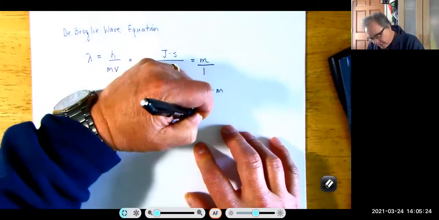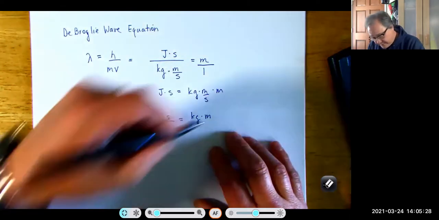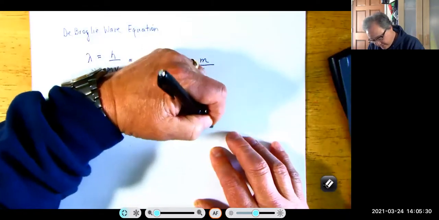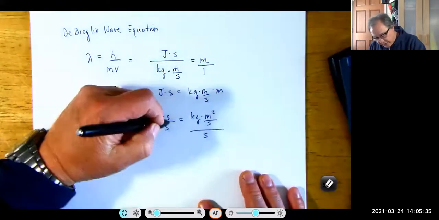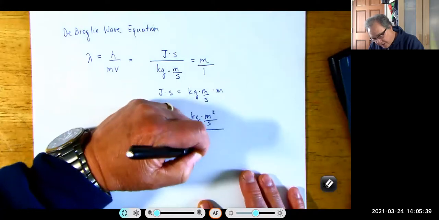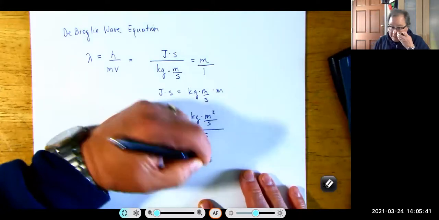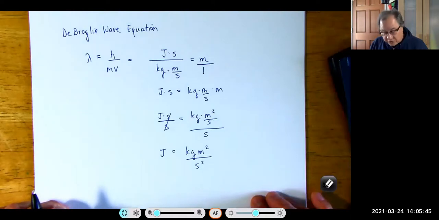And here, let's go ahead and combine these 2 meters and call it meters squared. So these will cancel and we get joules, and you find out that a joule is a kilogram meter squared per second squared. So you can see that joule is a complex unit.